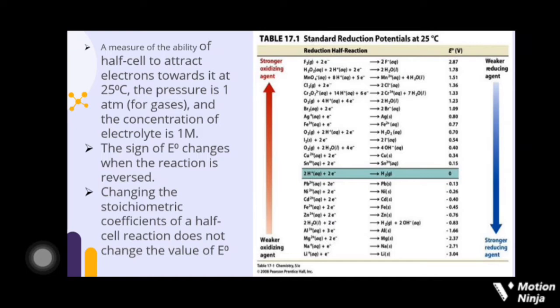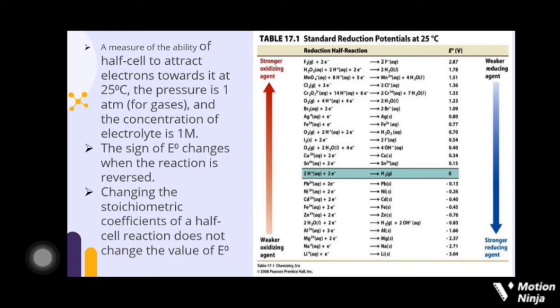After we get the cell potential of the cobalt and silver, the silver has a cell potential of positive 0.80 volts, while the cobalt has a cell potential of negative 0.28 volts. Since silver is way more positive than cobalt, silver will become our reduction or the cathode. And since the cobalt is negative, we'll be using it as the anode or the oxidation.